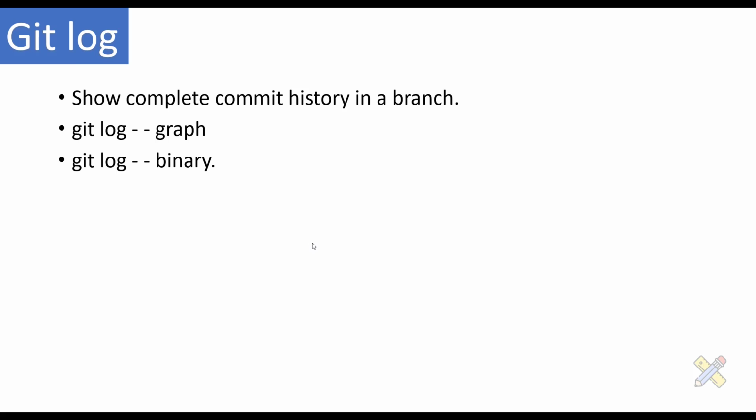Or use the graph option to represent commits with a simple graphical representation. Or there is another flag, that is the binary flag, which you can set if you need to view the detailed character by character comparison for differences in each commit. But typically we just use it without any flag, just git log. So let's see how we can use this command in the terminal.